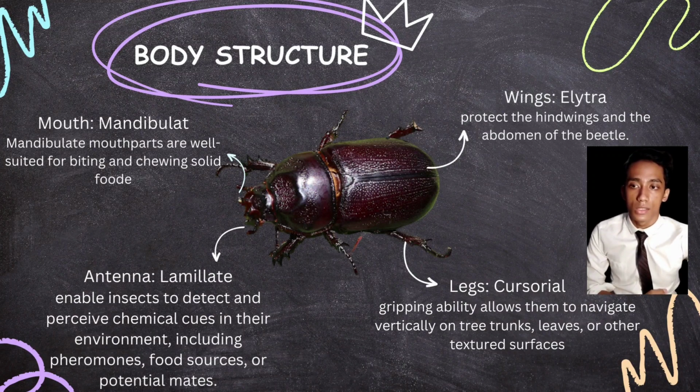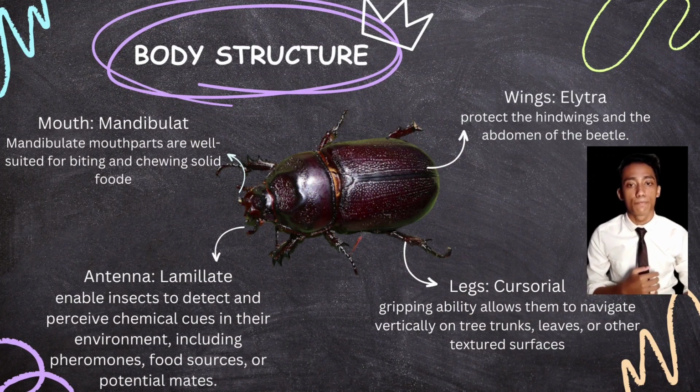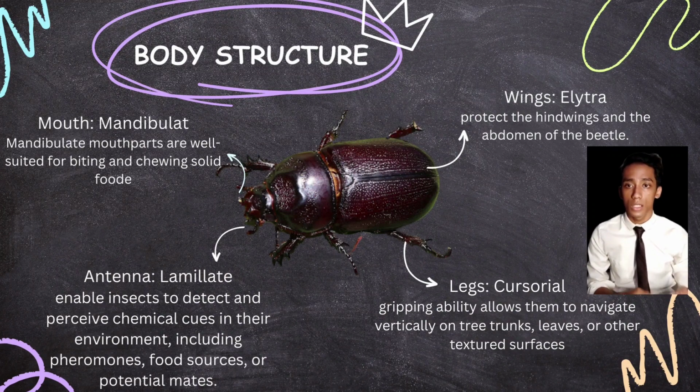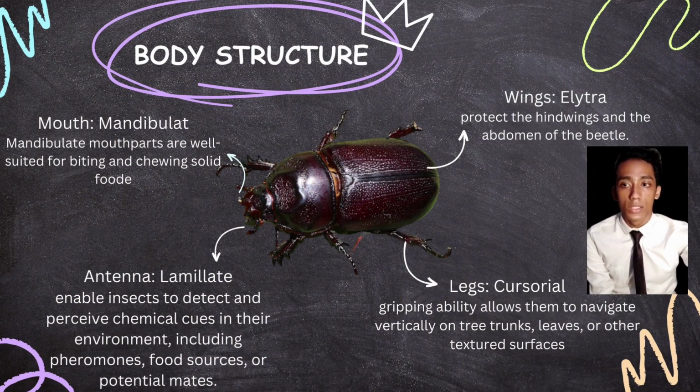Next are the wings. The wing type for the rhinoceros beetle is the elytra wing, and its function is protection. The primary function of the elytra is to protect the hind wing and the abdomen of the beetle. The elytra are typically thick and hard, providing a shield against physical damage, predators, and environmental hazards. They safeguard the more fragile and vital flight wing beneath, which is called the membrane wing.